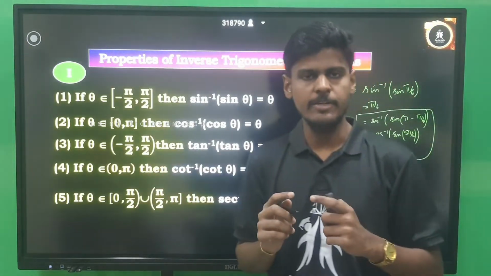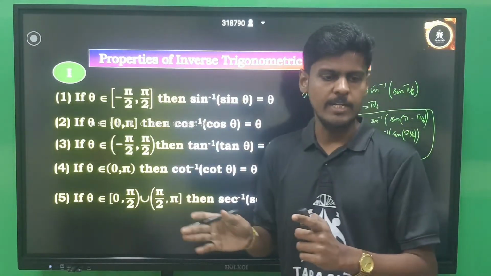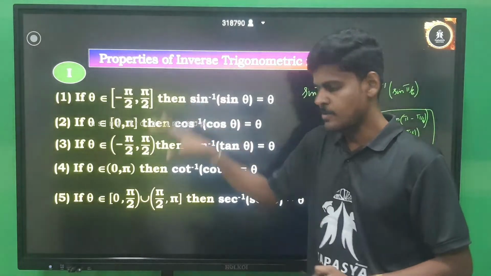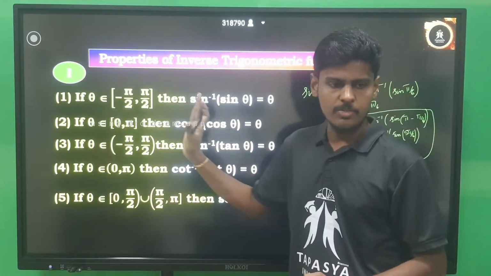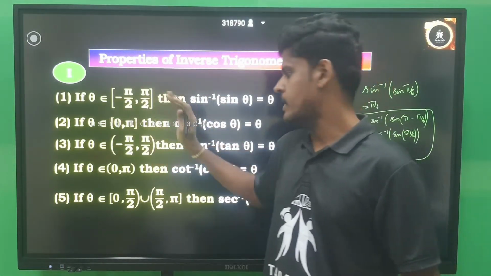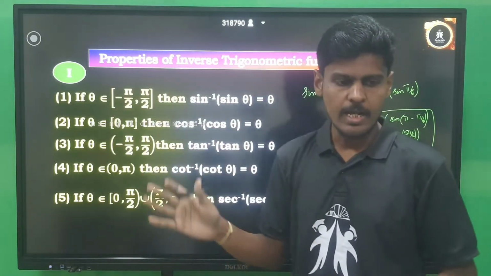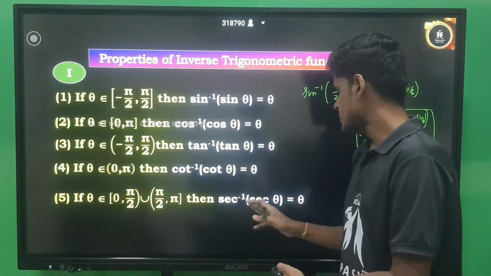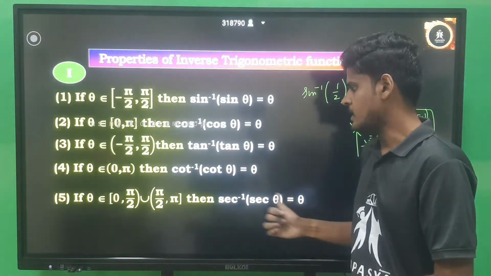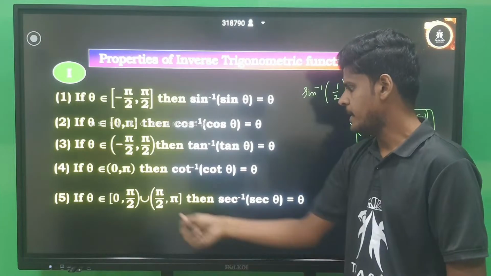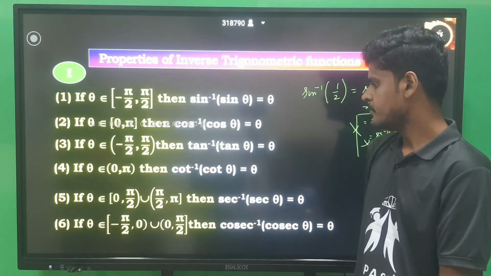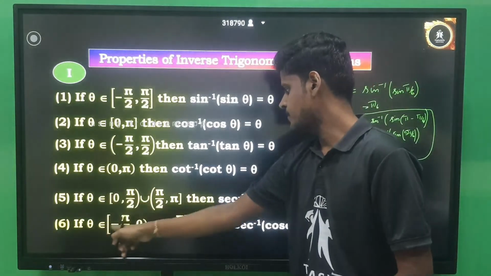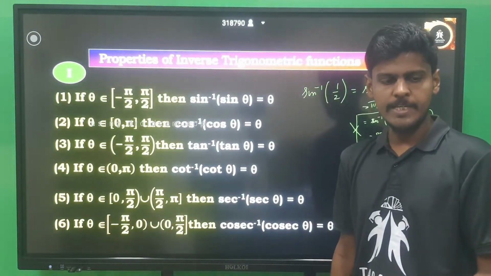You should be very clear in your mind what is the principal value, range and domain of all the inverse trigonometric functions. Then only we can apply this. It is not useful to memorize these properties. It will be tough. So remember the concept, graph and understand the topic. Then the next one is sec inverse sec theta is again theta. Theta lies between 0 to pi except pi by 2. Same for cosecant. Cosec inverse cosec theta equal to theta. Theta lies between minus pi by 2 to pi by 2 excluding 0.